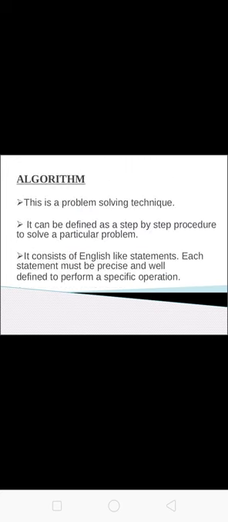Algorithm is a problem solving technique and it can be defined as a step by step procedure to solve a particular problem. It means that one problem can be solved by a step procedure. That procedure is known as algorithm. It consists of English like statements. Each statement must be precise and well defined to perform a specific operation. This is what algorithm means.